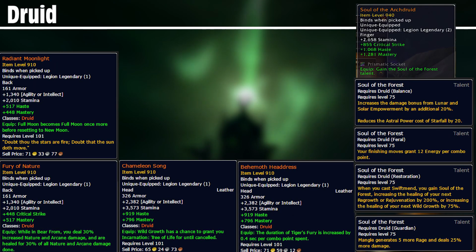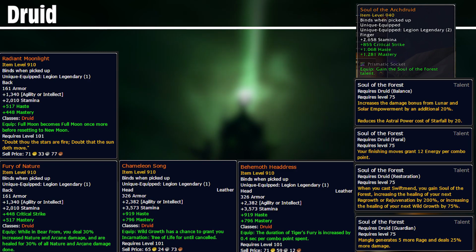Moving on to Druids, Radiant Moonlight goes onto your back. It causes Full Moon to become Full Moon once again before resetting into New Moon. Also on your back is the Fury of Nature. With this, you deal 30% increased nature and arcane damage, and for the damage that is done, you get healed for 30% of it. Chameleon Song goes on the helmet slot. It gives your Wild Growth a 15% chance to give you Tree of Life for 12 seconds.